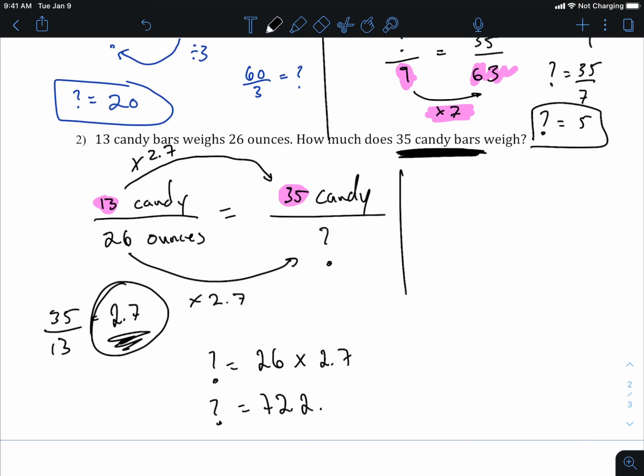Okay, what are the units on that? Do we remember? Ounces. So that must mean, therefore, 35 candy bars.